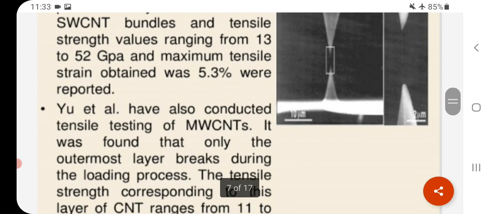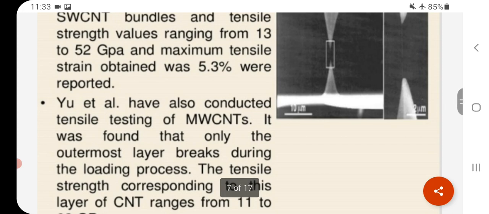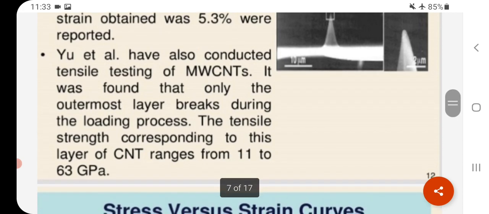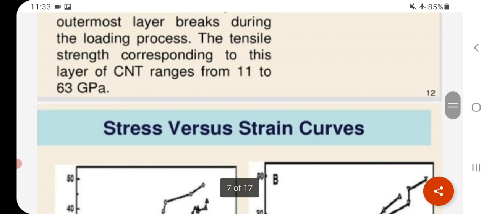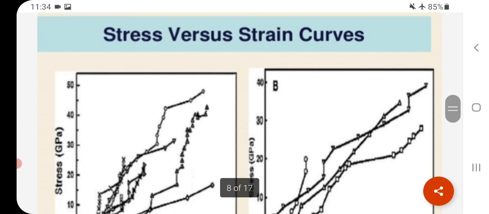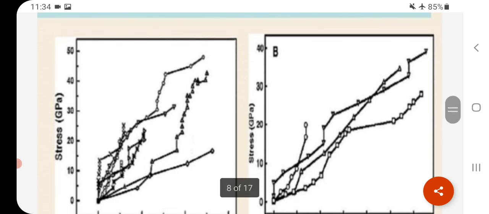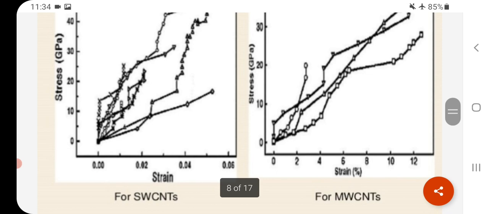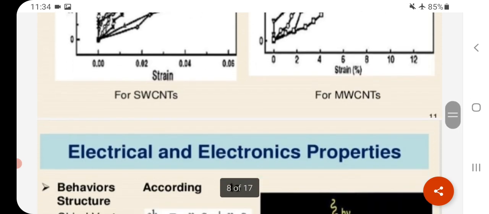Lurie also conducted tensile testing of multi-wall carbon nanotubes. It was found that only the outermost layer breaks during the loading process. The tensile strength corresponding to this layer of carbon nanotubes ranges from 11 to 63 gigapascal. Stress versus strain curves. These are the curves of stress versus strain. First is for single wall carbon nanotubes, and second is for multi-wall carbon nanotubes.